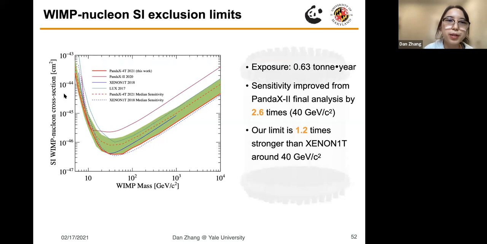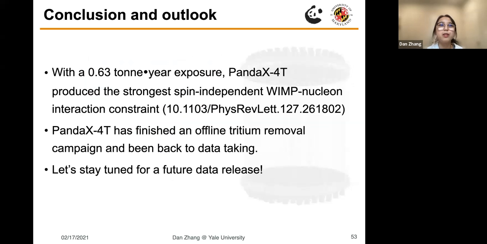So here is the final result showing up as the limit, where this work is marked by the red line. We are happy to release the data set, saying that the sensitivity has been improved by 2.6 times, and our limit is 1.2 times stronger than XENON1T around 40 GeV. I think this is all I want to say about our commissioning data today. With a 0.63 tonne-year exposure, we have released the strongest spin-independent WIMP-nucleon interaction constraint.